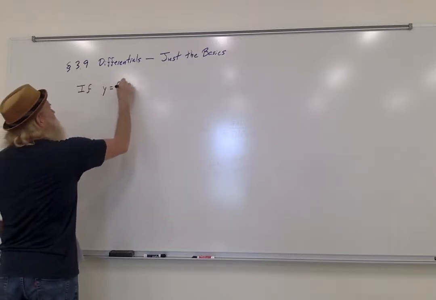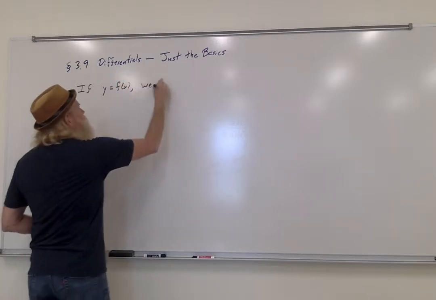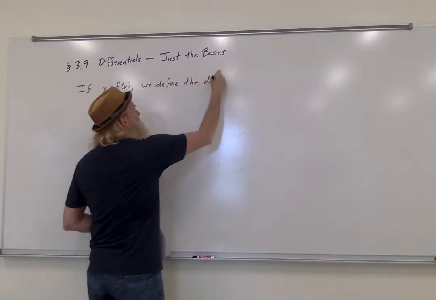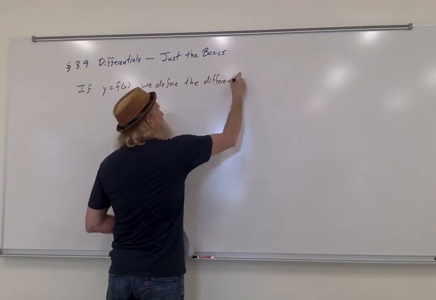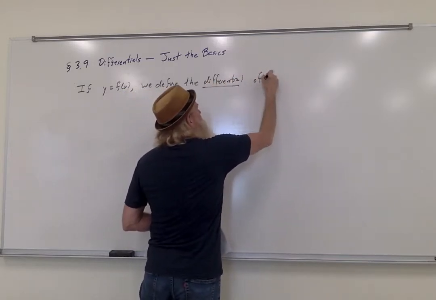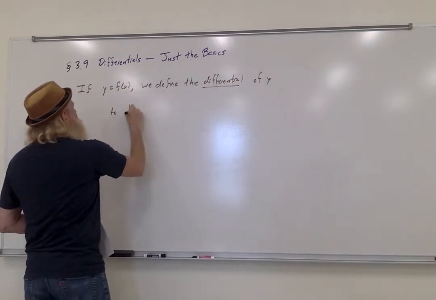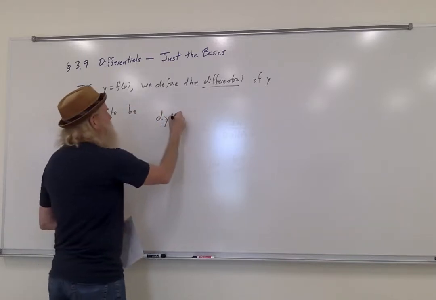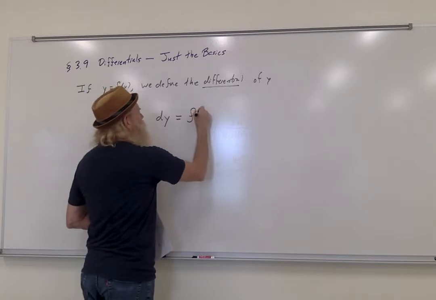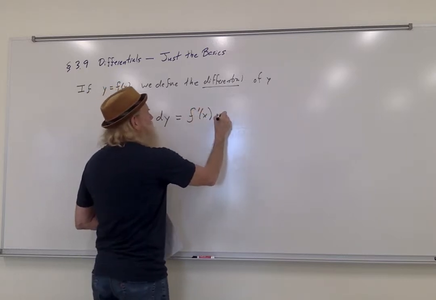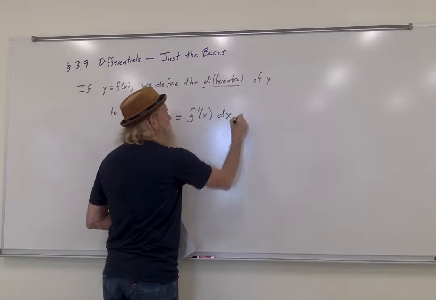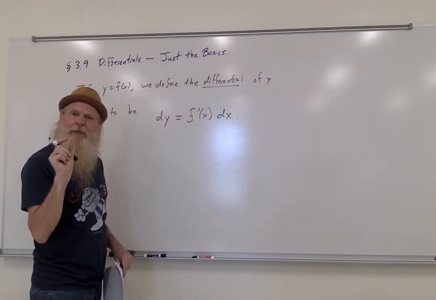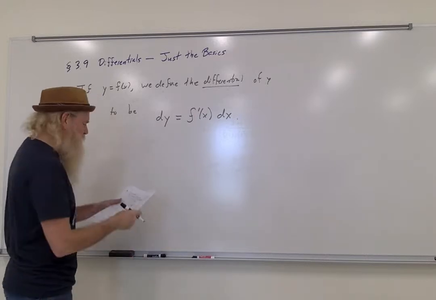So first of all, let me just give you a definition. If y is equal to f of x, we define the differential of y to be this. The notation we use is dy, and it's defined to equal the derivative of f multiplied by dx. So you can think of that dx as something formal now, but you can think about it as representing a small change in x.